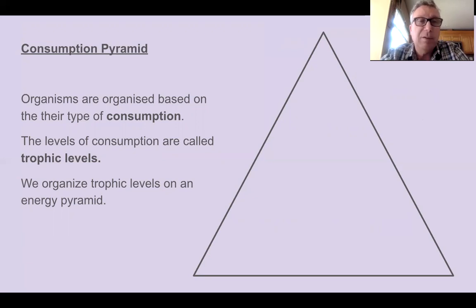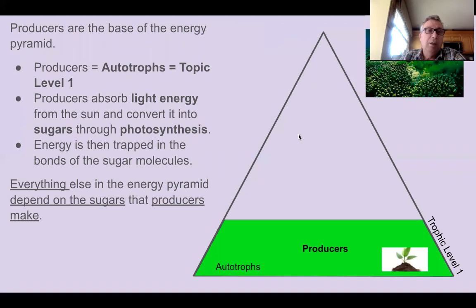And so we look at what we're going to call a consumption pyramid or an energy pyramid. We organize those levels in this pyramid. And that's where we're going to work with page 213, since that triangle is already drawn for you. So the first level are the producers, and these are the plants. These are the things that convert the sun into sugars. If you remember photosynthesis, we have carbon dioxide and water, and it turns it into oxygen and glucose, and that glucose is the sugar.